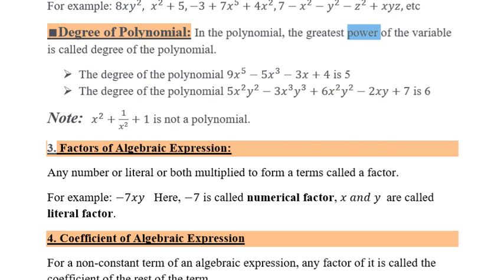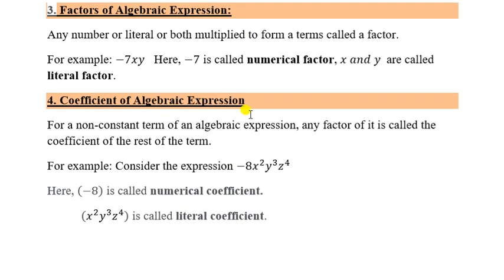Now, sometimes you'll get a different kind of algebraic expression that is not a polynomial. When any variable is present in the denominator place, that kind of algebraic expression is not a polynomial. Because here x square is in the denominator place, it is not a polynomial. Okay, so in this way you have to identify monomial, binomial, trinomial, polynomial, and degree of polynomial also.